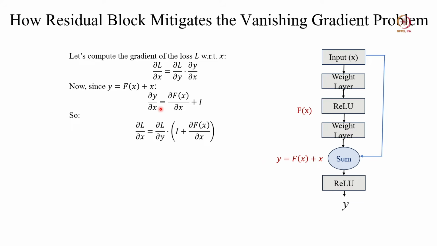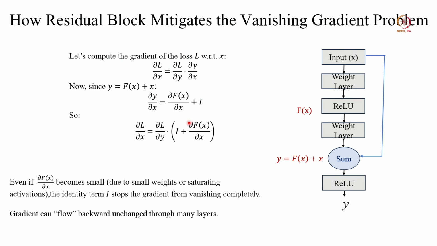Therefore, del y by del x, if we take the derivative of y with respect to x, we get partial derivative of f of x with respect to x plus partial derivative of x with respect to x. The second term is nothing but an identity or 1, and so we can write del L by del x equal to del L by del y, which is this term, and this term is written as I plus partial derivative of f of x with respect to x.